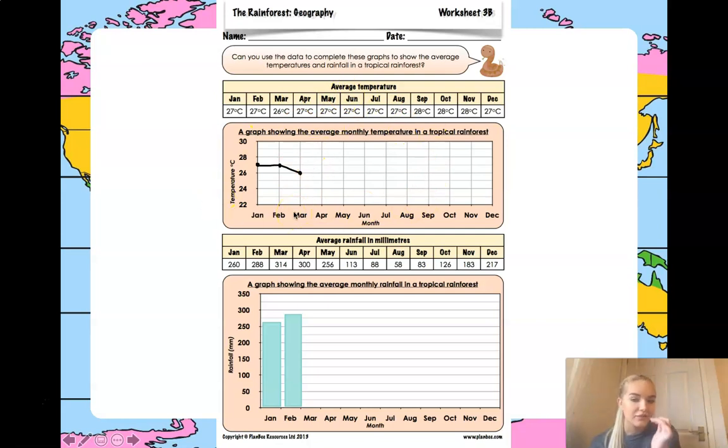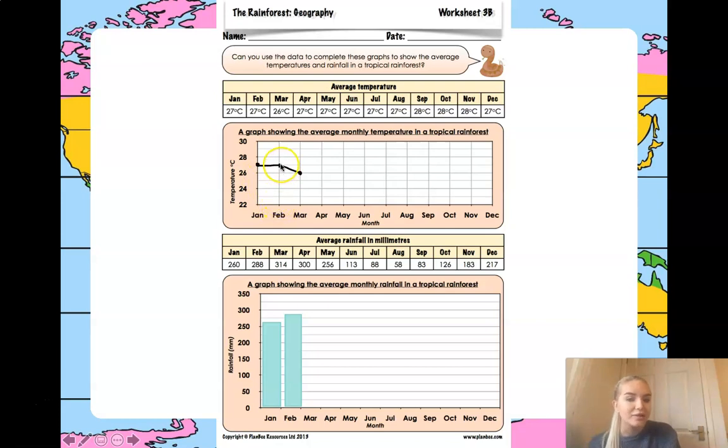Now I've started the first one for you, as I know we haven't looked at graphs yet in year 4, but I assume that you've looked at them in previous year groups, but let's have a bit of a recap. So we can see here that we've got the months and the temperatures. And what you need to do is you need to look along the month section and think, oh, I'm looking at January 1st, and I'm going to go up to where I think 27 degrees is. And I think it's here, so I'm going to put a dot here. And then I'm going to put another dot where I think February is.